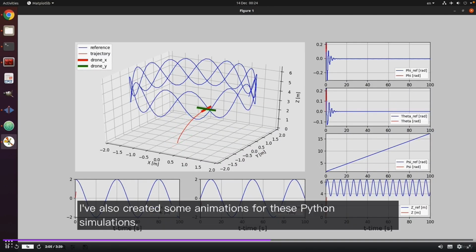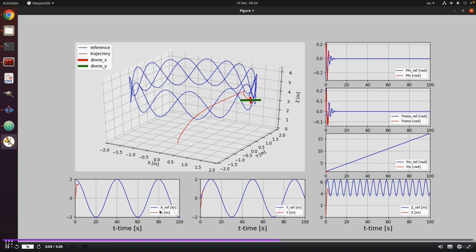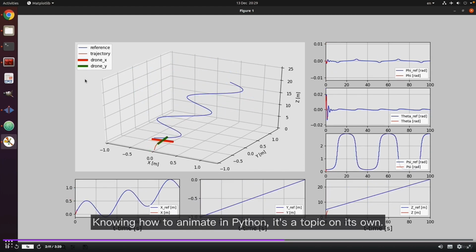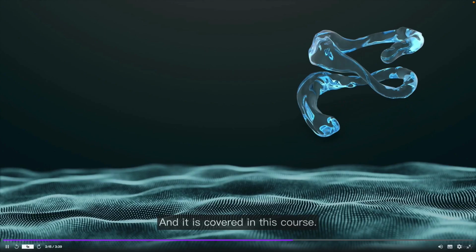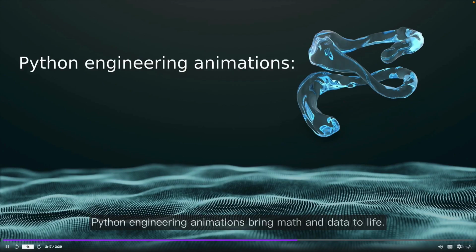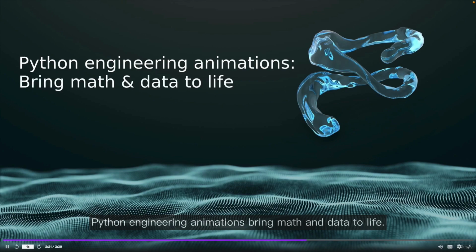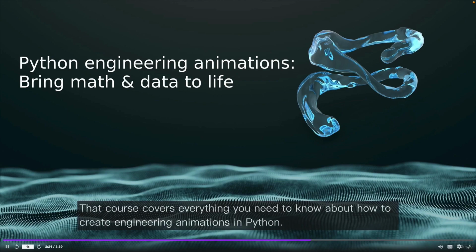I've also created some animations for these Python simulations. Knowing how to animate in Python is a topic on its own, and it is covered in this course: Python engineering animations bring math and data to life. That course covers everything you need to know about how to create engineering animations in Python.